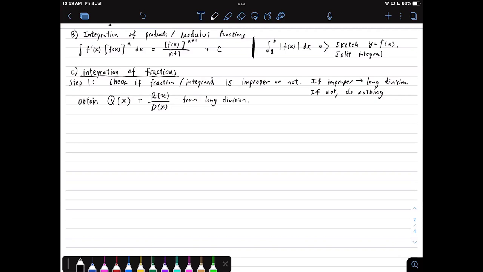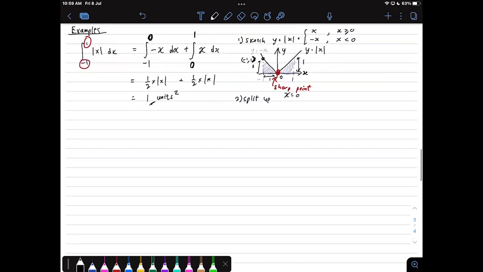An example for this would be 4x cubed plus 3 divided by 2x plus 5. Long division tells me that, oh wait, first you need to identify that it's an improper fraction, right? Let's say for example we're trying to integrate this. Power 3, power 1, improper fraction.